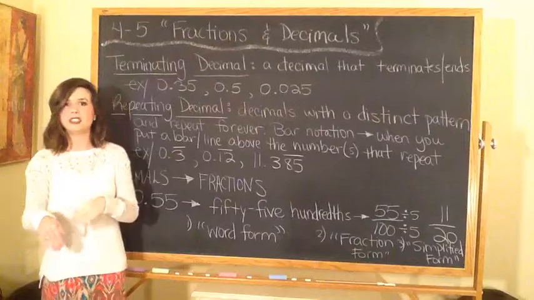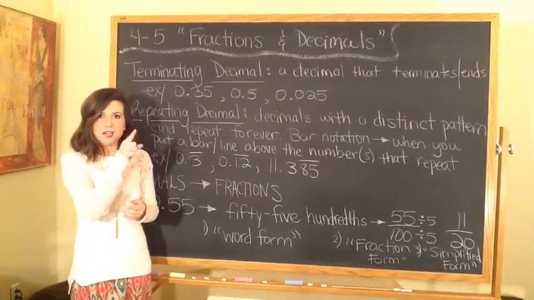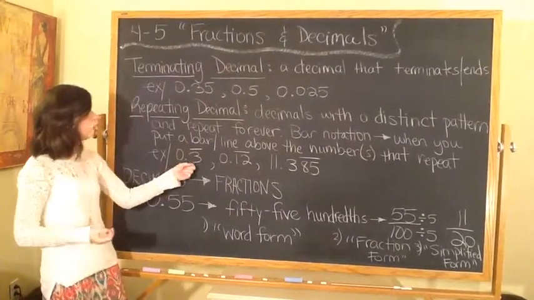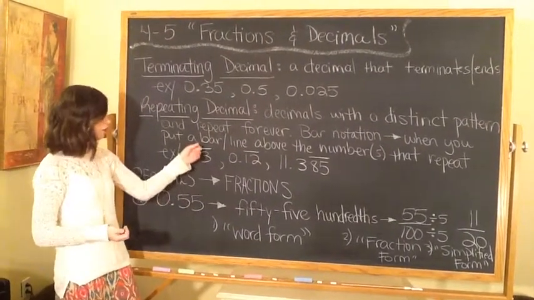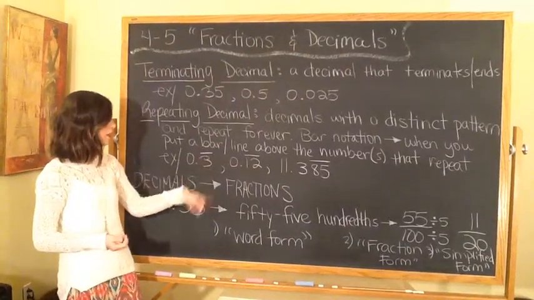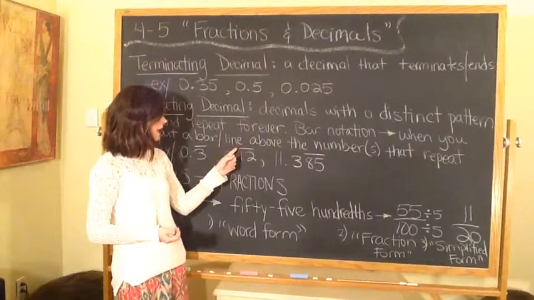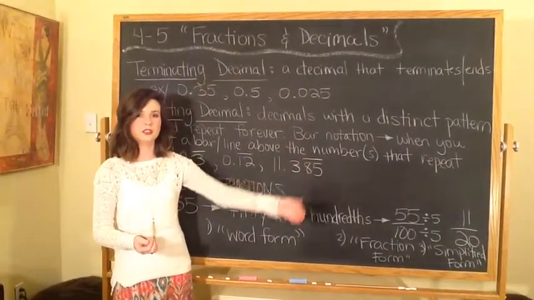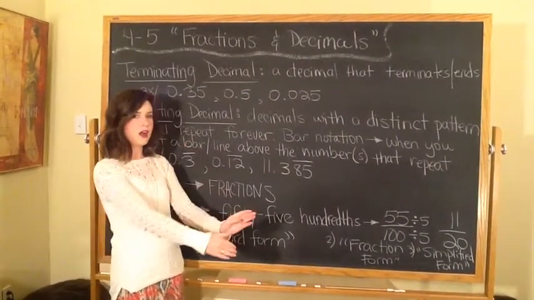Basically, with bar notation, whatever number or numbers repeat, you just put a line over those numbers that go on forever. Sometimes it's just one number that goes on forever, like 0.3 repeating. That would be shown by putting the bar over the 3, meaning the 3 goes on forever. This is 0.12, which says that the 12 goes on forever. So it's 1, 2, 1, 2, 1, 2. Both the 1 and the 2 in that order repeat forever.